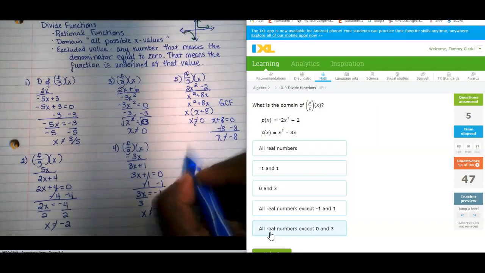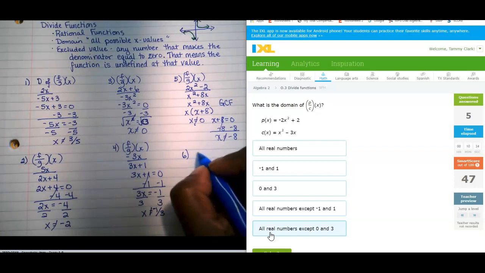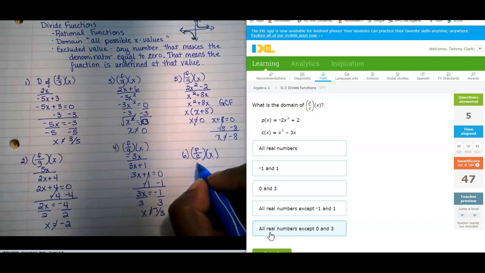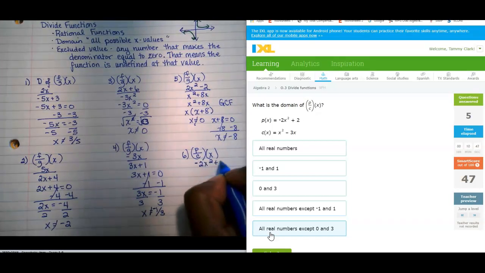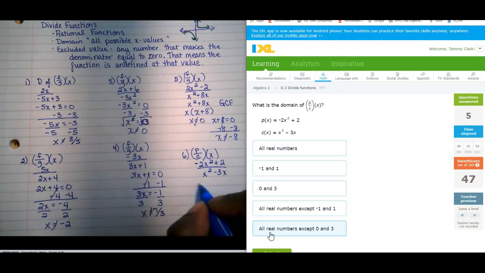We're going to do it again. So we have number 6. And this time we've got p of x divided by c of x. Guys, it doesn't matter what the letters are called. The process is exactly the same. So we've got negative 2x squared plus 2 divided by x squared minus 3x. We've got a GCF, so we're going to take out the x from both of these terms. That leaves us with x minus 3.